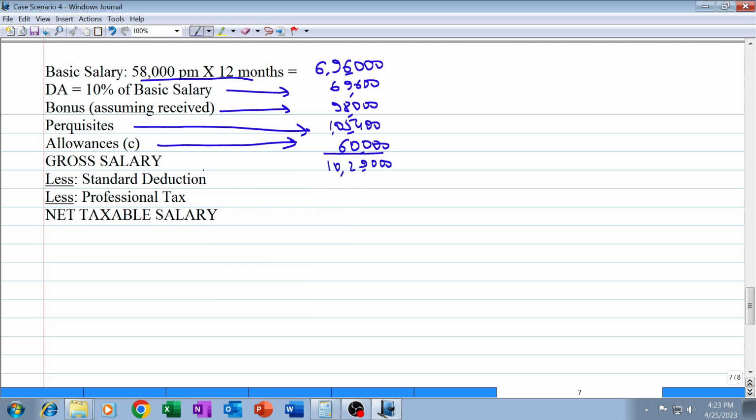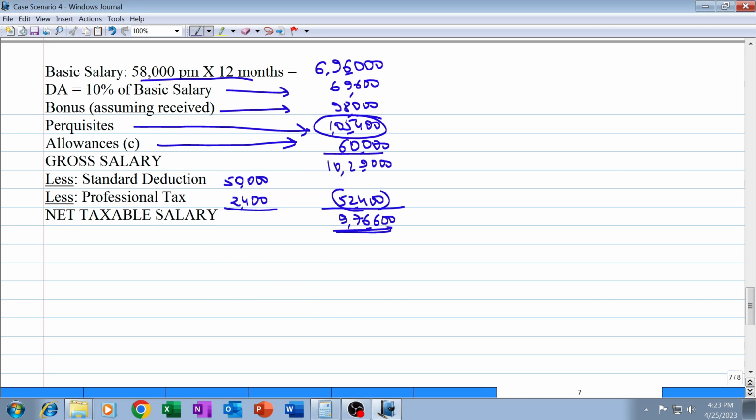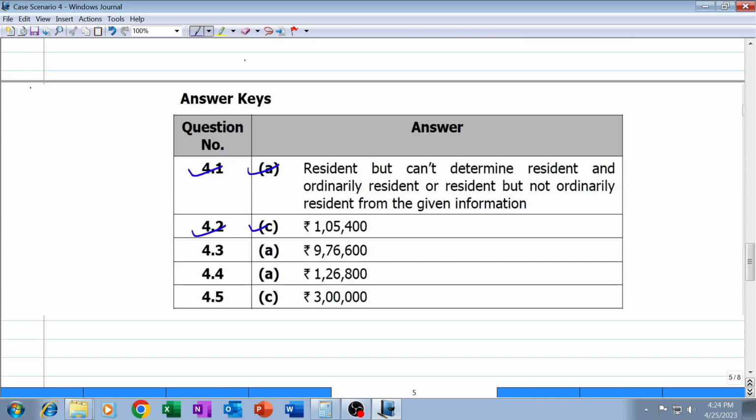10,29,000 minus standard deduction of 50,000 and professional tax paid of 2,400. Professional tax had two effects. First we added it as a part of perquisite, and now we are subtracting it. 52,400 is to be subtracted. So 10,29,000 minus 52,400 will be 976,600. That's the net taxable salary, 976,600. Let's check what the institute's answer is. Our answer is 976,600, A, point 4.3. The institute's answer is also A, 976,600.